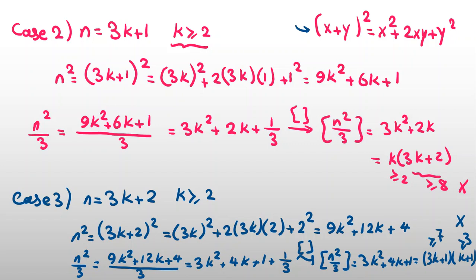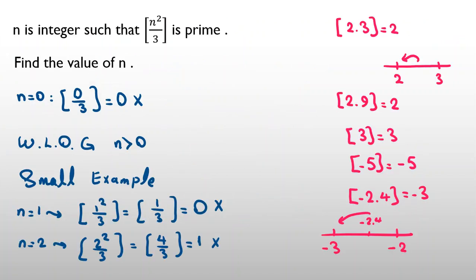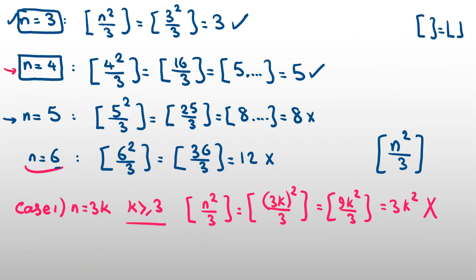So we've checked all three cases, and we understood that after n equals 6, we don't have any n that creates prime numbers. So n equals 3 works, n equals 4 works. If I want to write all answers, because I said that without loss of generality, n is positive because we have n squared, our answers will be plus minus 3 and plus minus 4.